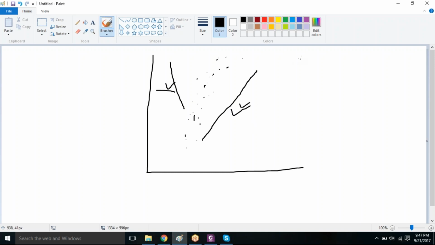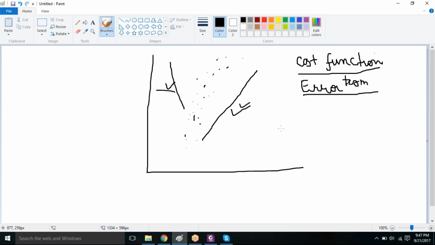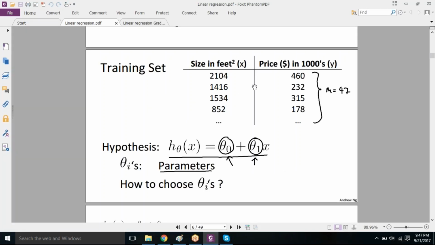So basically, that is the cost function, which will tell you the quality of the line. I mean, how good is your line with the data? This is called the cost function. This cost function is just a fancy name for the error term also. It is also called the error term. Right? So, how do you calculate that? That is important. So, I am going to write these values here.